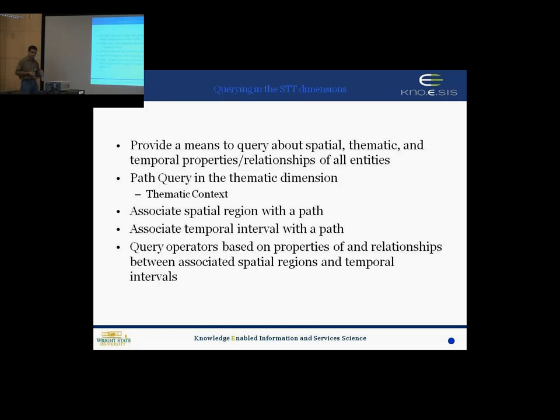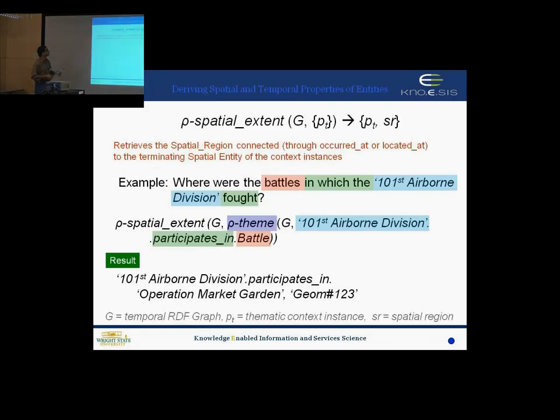So one of the things which we do in the lab is we have developed specific operators which can integrate these three different dimensions into one specific query. So we can query this information based on the properties and relationships between the regions where things happen, what time interval they happen, and what kind of things happen. To give you an example, there is this one operator which we have, which is called the spatial extent operator. What it does is that it allows retrieval of the spatial region which is connected to another spatial region by a specific relationship.